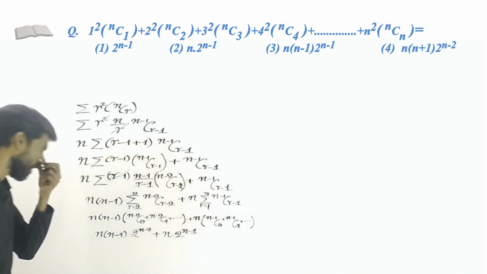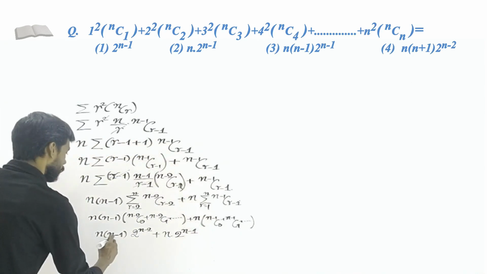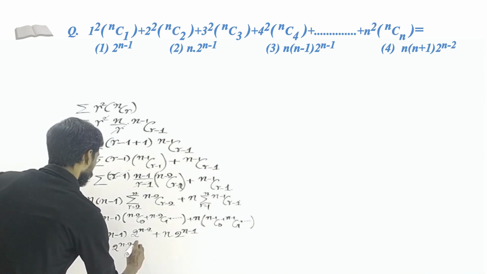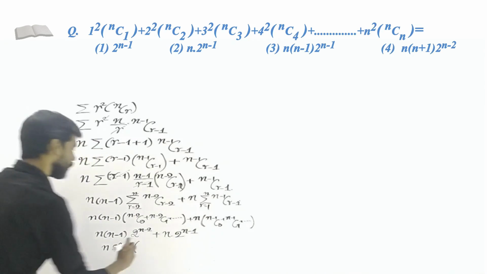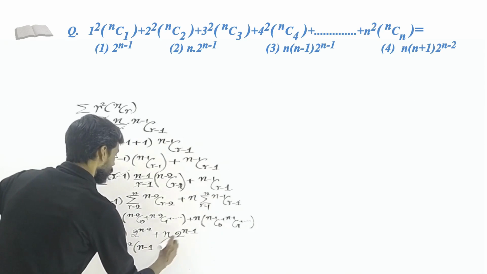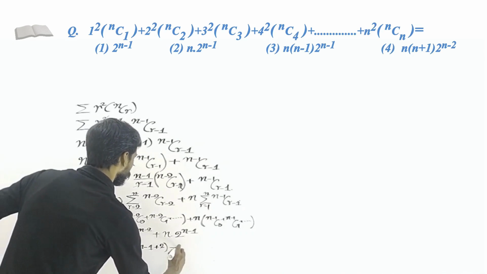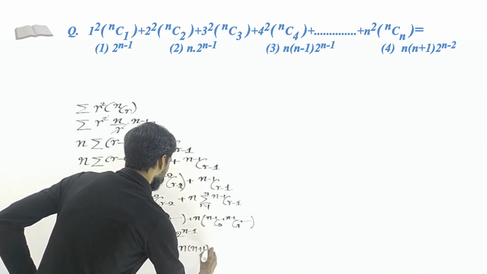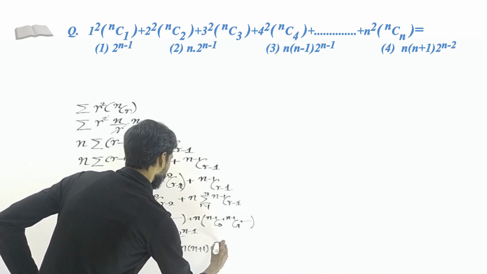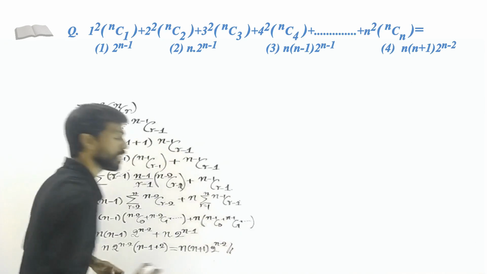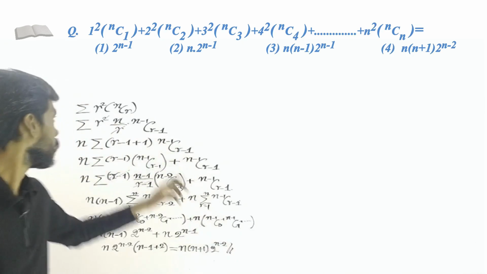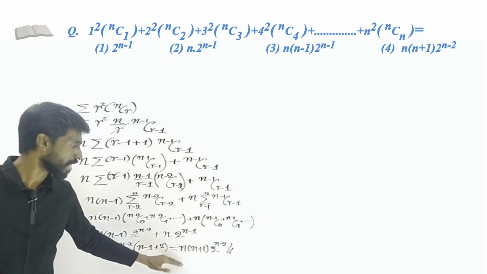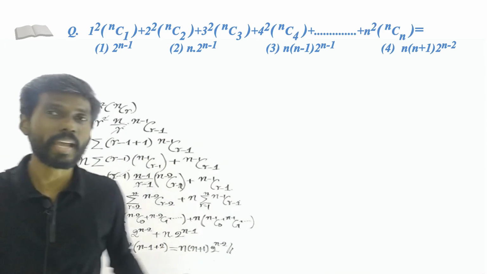So we can take out the common factor, which is n multiplied by 2 to the power n minus 2. Then we'll get n minus 1 plus 2, and that is our required answer: n plus 1 multiplied by 2 to the power n minus 2. So this is the sum of r square multiplied by the binomial coefficient, and the formula is n plus 1 times 2 to the power n minus 2.